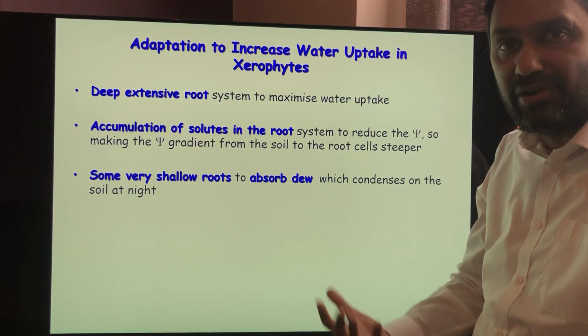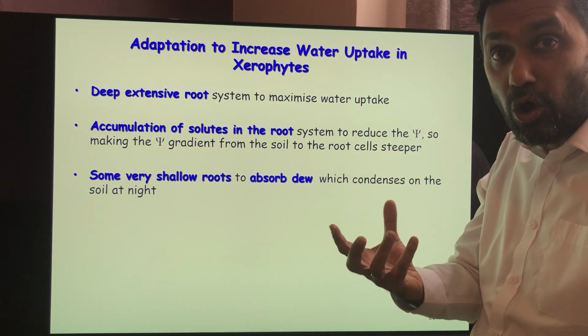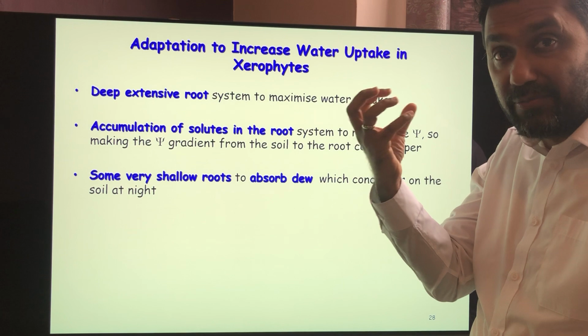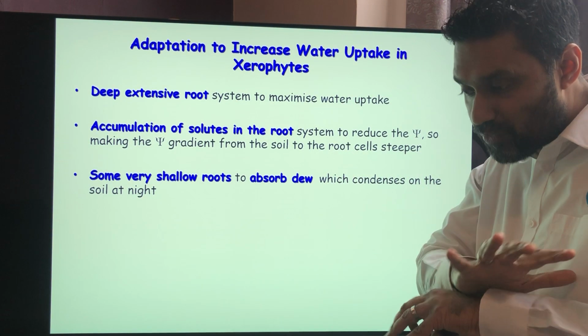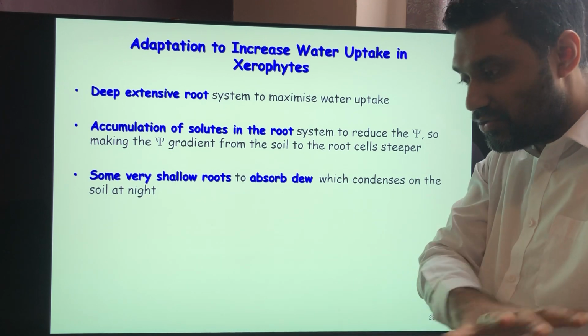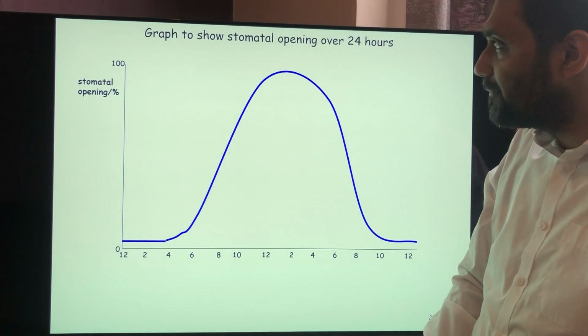Think about the desert, it's going to be very hot during the day, and during the night it gets very, very cold, and that water vapor that's in the air condenses and becomes like dew on the grass or on the sand in the morning. If they've got shallow roots, they can get some of that water.